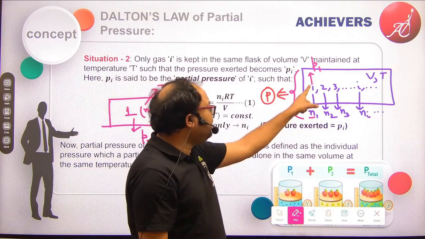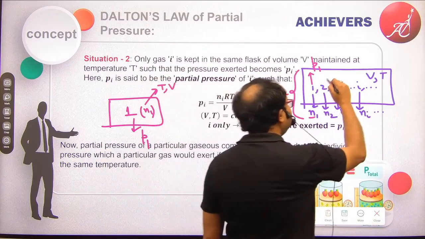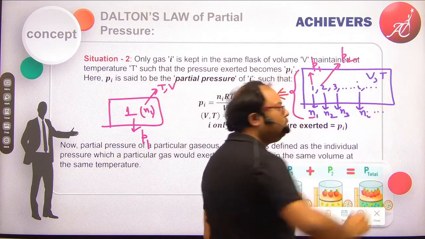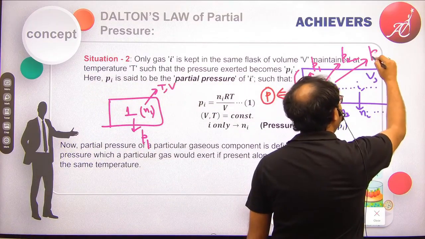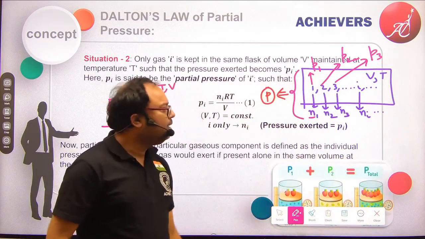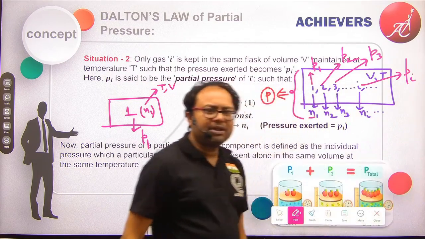So gas 1 is contributing P1 towards the total pressure P. Gas 2 is contributing P2 towards the total pressure P. Gas 3 is contributing P3 towards the total pressure P. Gas i is contributing Pi towards the total pressure P.